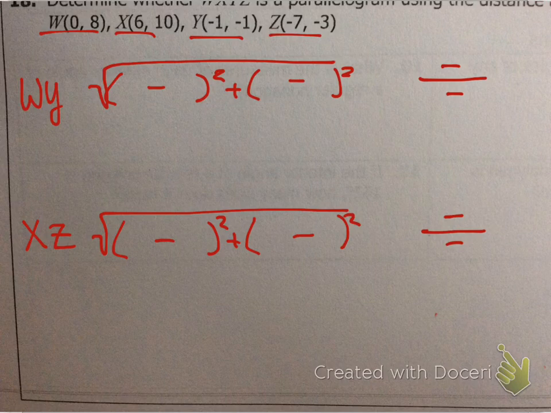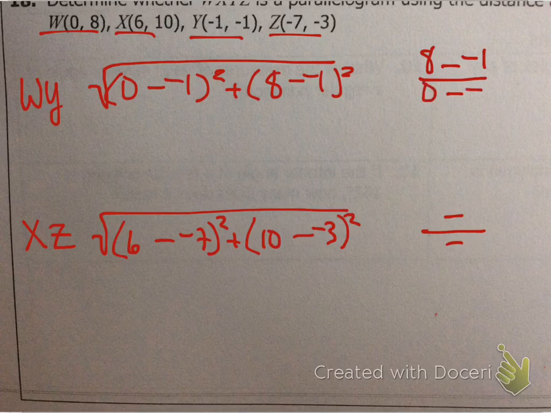Okay, now, what are my x coordinates for the W and Y? 0, -1. What are my y coordinates? 8, -1. Okay, for X, Z, it's 6 and -7. And then it is 10 and -3. Slope, y's are on top, x's are on the bottom, y's are on top, x's are on the bottom, and then you plug it in from there.